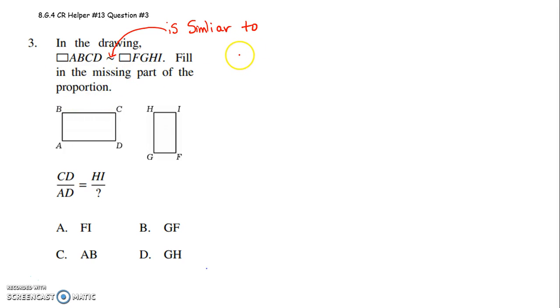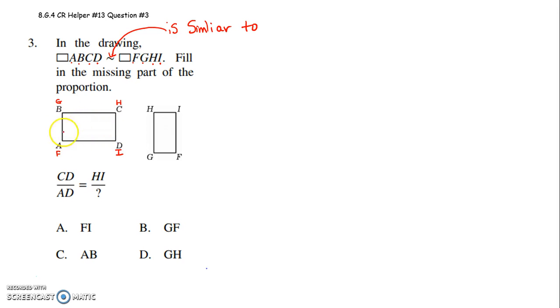Okay. In similar rectangles, corresponding sides are in proportion. How do I explain this? All right. Let's talk about corresponding parts. A corresponds to F. B corresponds to G. C corresponds to H. D corresponds to I.